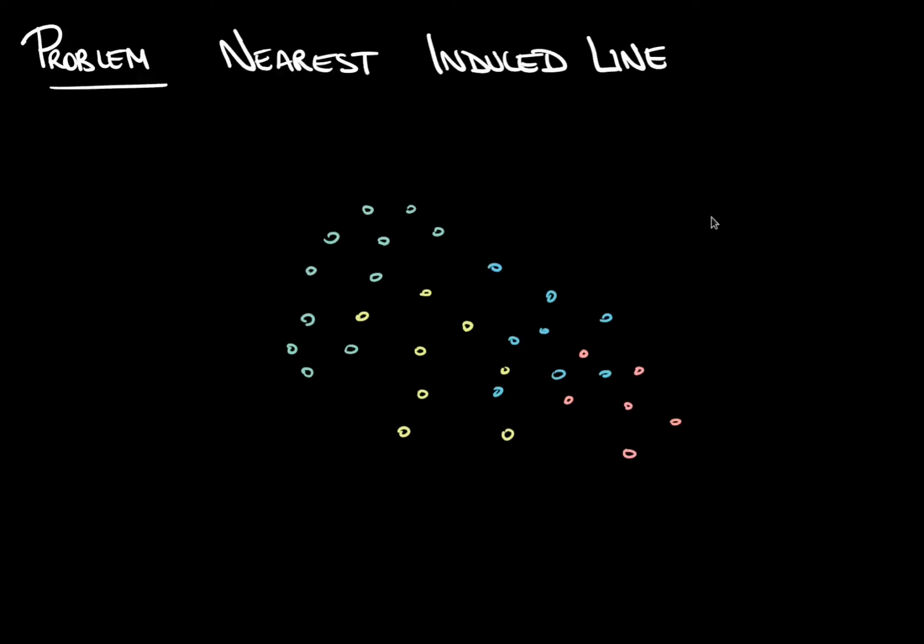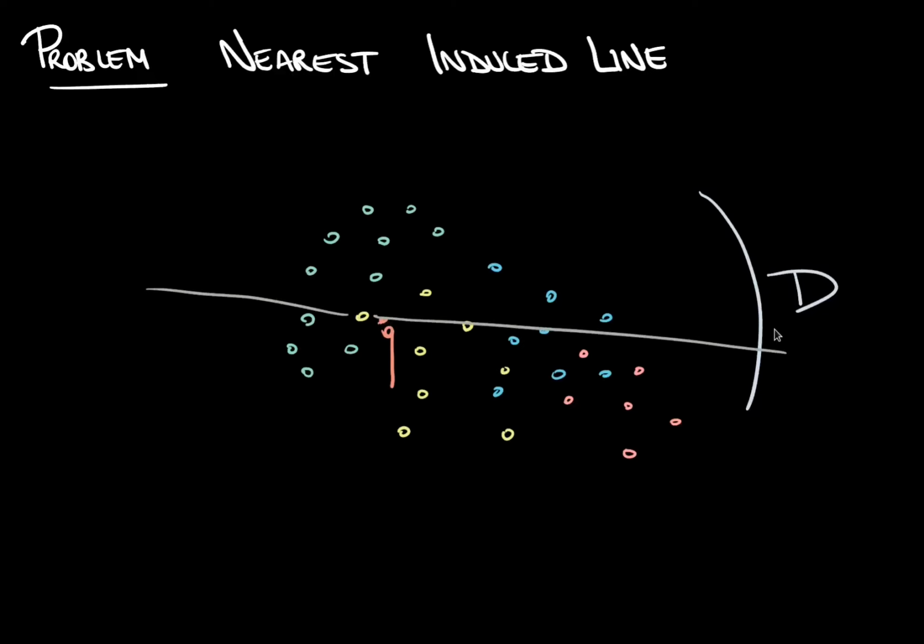Here is a first generalization called the nearest induced line problem. As before, we have a dataset D and we want to answer some query Q. The answer to a query is the line induced by 2 points of the dataset that is closest to Q. This already looks more difficult than nearest neighbor search, which we could solve offline in linear time. Here, the number of candidate lines is quadratic, one for each pair of data points. Hence, a brute force algorithm is not efficient.